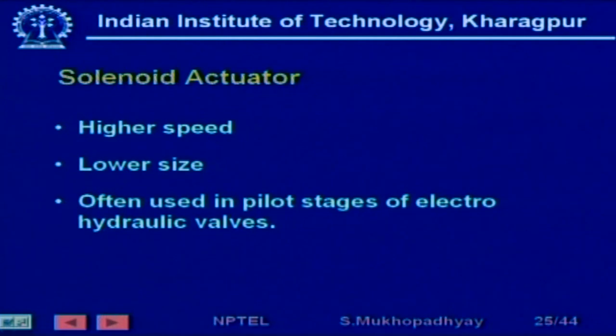For even higher ratings, we can use hydraulics. Solenoid actuators are generally of lower size, and often they are used, as we will see, in pilot stages of electrohydraulic valves. So, you have a big controlled valve and you want to move the valve. That big electrohydraulic valve actually controls the flow. Now, to move the valve, you need to move the valve.